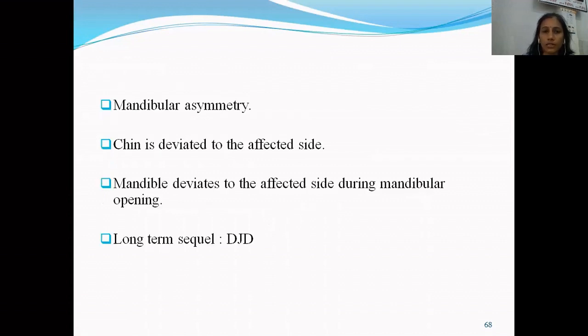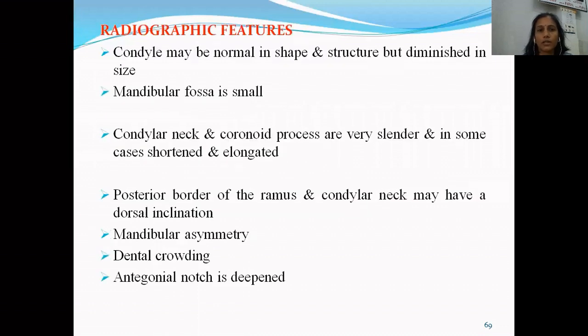Clinical features: here also you will see asymmetry. The chin is deviated to the affected side, and the mandible deviates to the affected side during mandibular opening. If it is long term, it will lead to degenerative joint disorder. Whatever clinical features I told for hyperplasia will be opposite for hypoplasia. Radiographically, the condyle will be normal in shape and structure, but the size will be less. The mandibular fossa will be small. The condylar neck and coronoid process are very slender, and in some cases appear shortened and elongated.